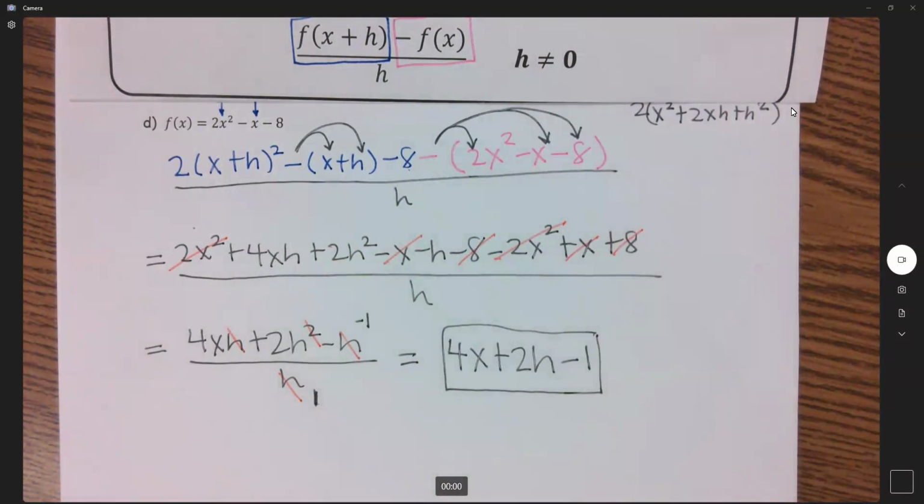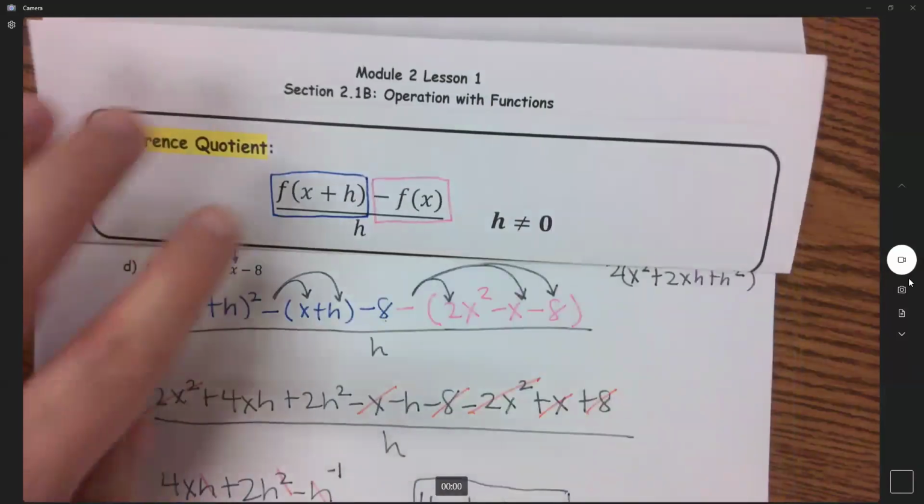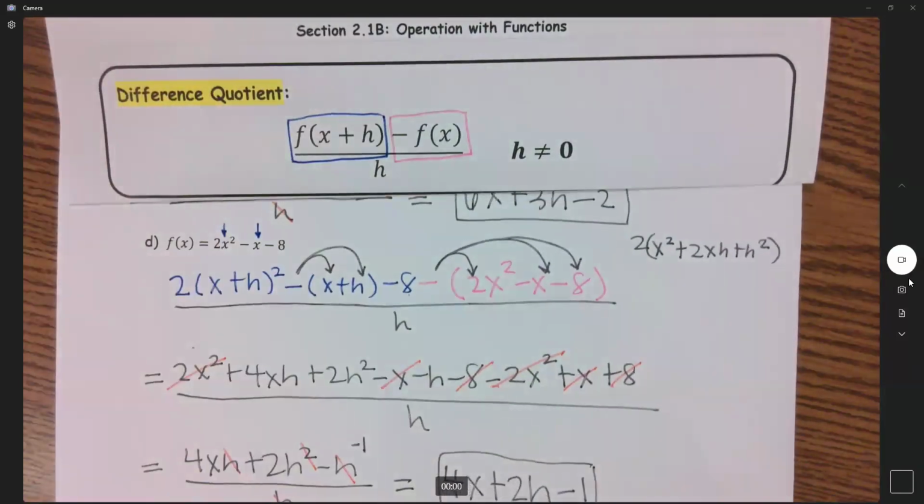So be careful. Rewatch this video if you need to. This is definitely a test question. And this is, again, how you start Calc 1. So it's going to be really helpful if you already are familiar with this formula and are comfortable using it.